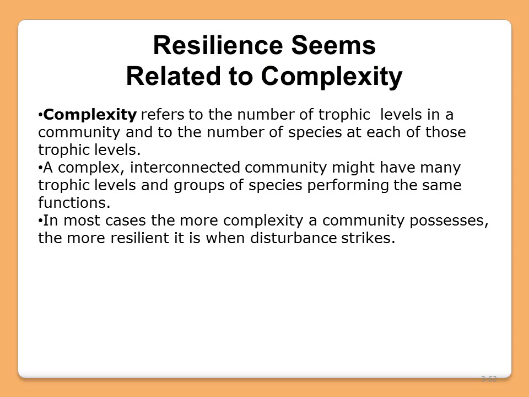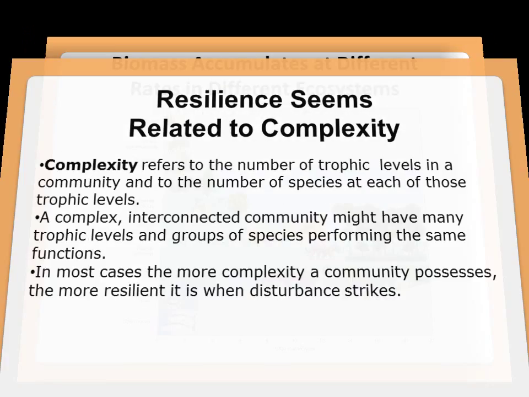Now, how resilient communities are to disturbances and other things seems to be related to how complex they are. So complexity refers to the number of trophic levels, or the number of levels within your food chain, and the number of species at each level. So the more complex your food chain is, the more trophic levels there are, and the more organisms at each trophic level, the more likely that the community will survive when some kind of disturbance happens. And a disturbance could be some kind of disease, or it could be something like a fire, and more complex communities tend to survive better.